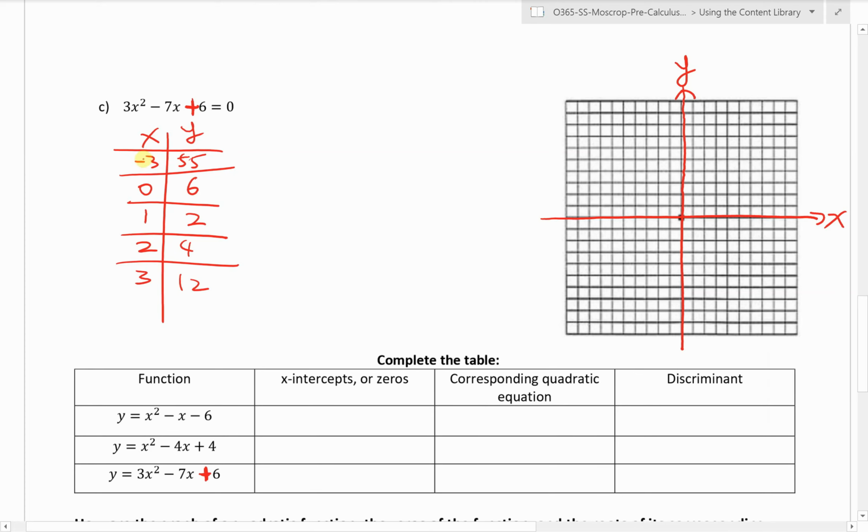Notice how I went straight from -3 to 0 again because that's 55. That's way too positive for me because we're really looking for 0, right? So I jump all the way to 0. Notice how I actually never got into the negative portion, right? So let's see what happens. I'm going to start with 0 and 6, 1 and 2, 2 and 4, 3 and 12. That's again out of range, but I'll put it somewhere here.